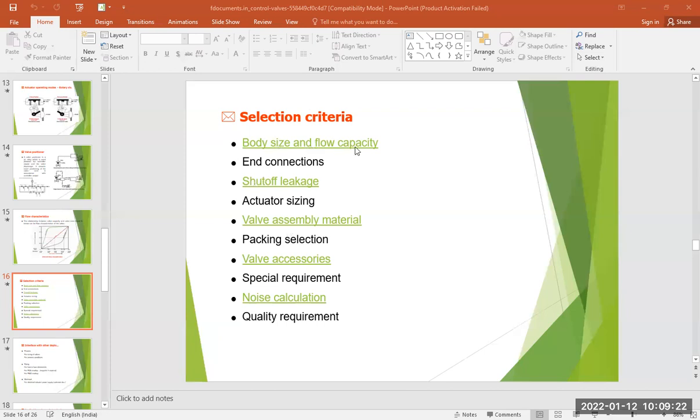Body size and flow capacity. Number two, end connection. Number three, start-off leakage system. Number four, actuator sizing. Number five, valve assembly material. Number six, packing selection type. Number seven, valve positioning system. Number eight, special requirement. Number nine, noise calculation. Number 10, quality requirement. Okay, is it clear, all of you?